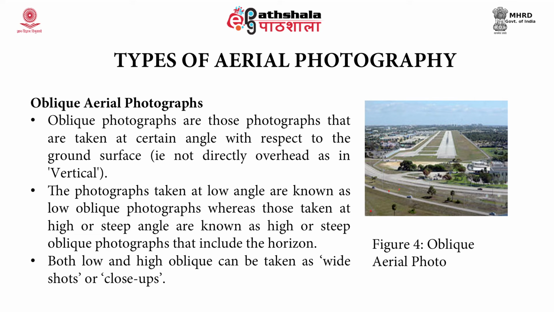Now coming to the types of aerial photography. The first category is the oblique aerial photograph. Oblique photographs are those taken at a certain angle with respect to the ground surface, that is, not directly overhead as in vertical, as can be seen in the figure. The photographs taken at low angles are known as low oblique photographs, whereas those taken at high or steep angles are known as high or steep oblique photographs that include the horizon. Both low and high oblique can be taken as wide shots or close-ups.